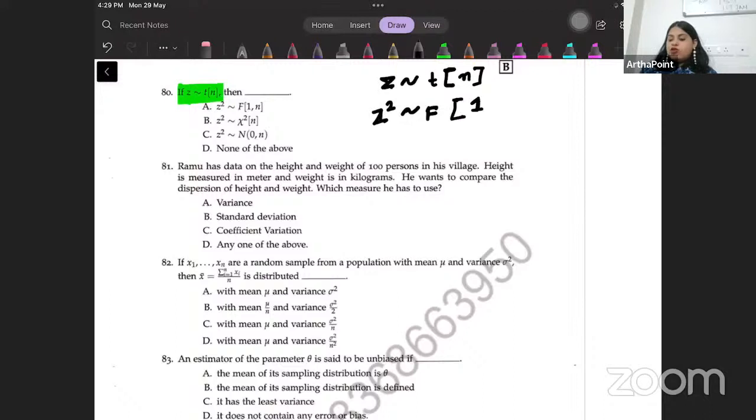Numerator degree of freedom is 1 and denominator is n. So the answer to this question will be A. Okay, come to the next question.